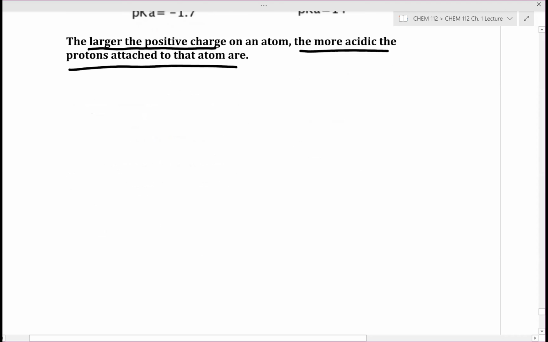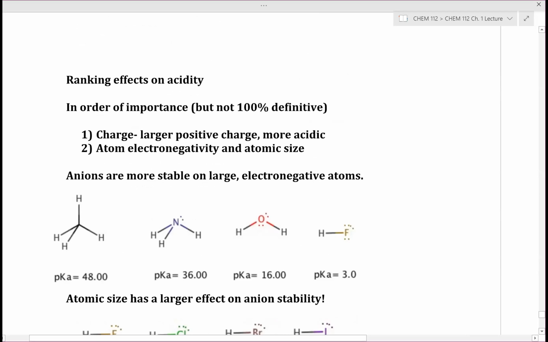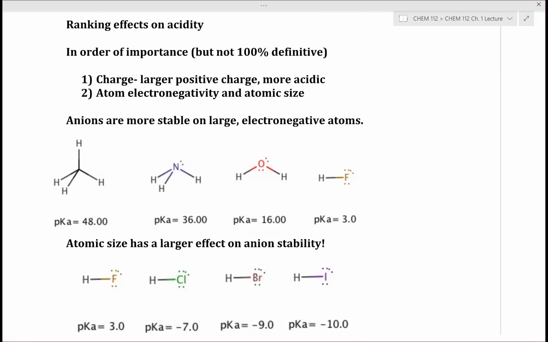Okay, let's keep going and let's look at another example. So we have all these rules. How do we arrange these rules into a more procedural method of looking at compounds and ranking them in order of acidity? Okay, so I've developed in order of importance, but I always have to note these are not 100% definitive. This order is in general true, but there are exceptions, and we'll encounter a lot of these exceptions in this class. So in general, one of the greatest effects on acidity is charge.